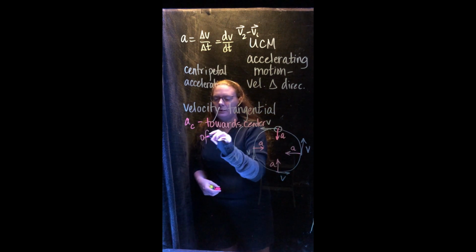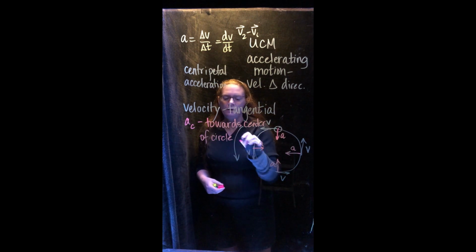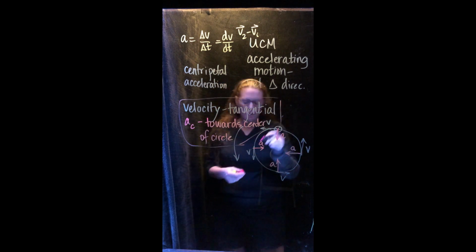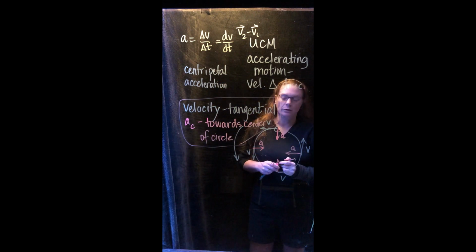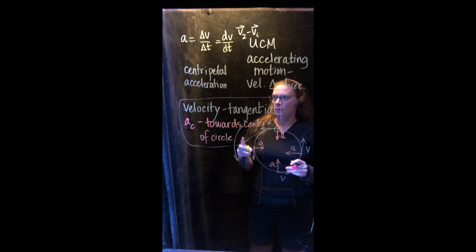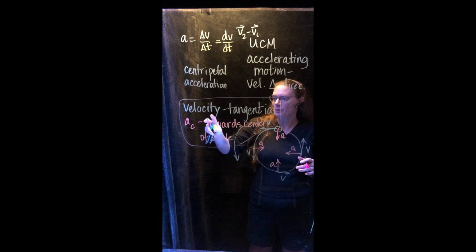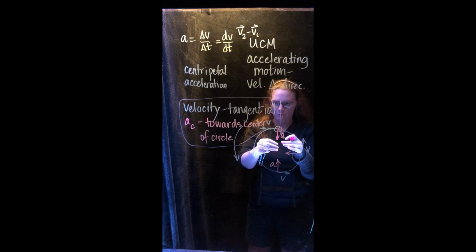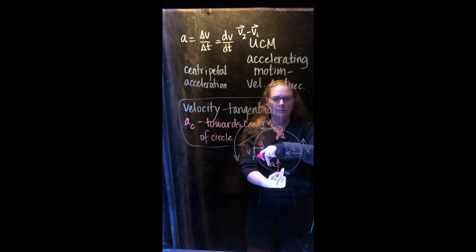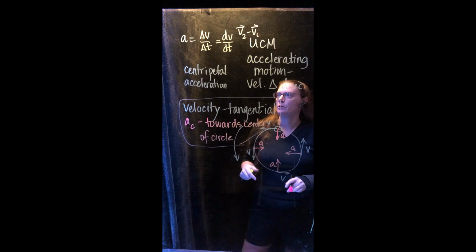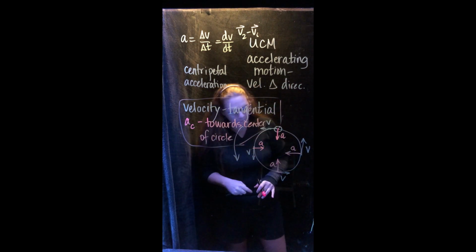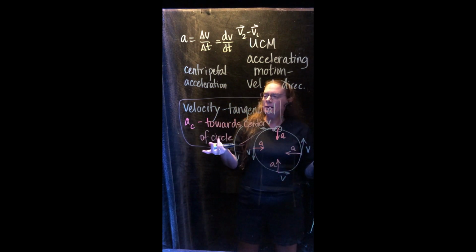Always towards the center of the circle. And these two things right here, those are absolutely key for circular motion. So the one thing you need to absolutely remember from this video: centripetal acceleration points towards the middle of the circle. Velocity is always along the direction of the motion, so it's tangential to the circle. So very, very important.